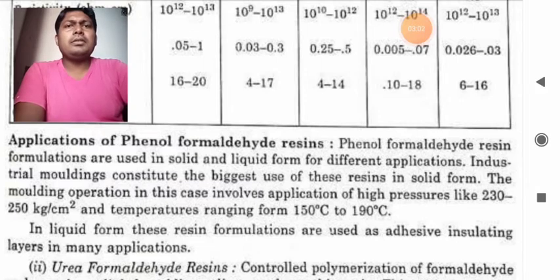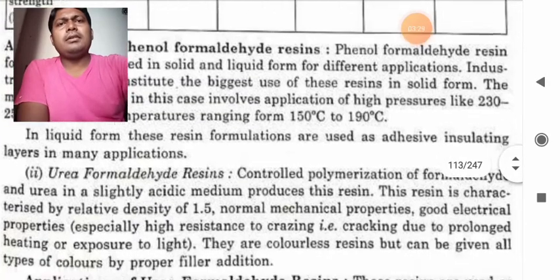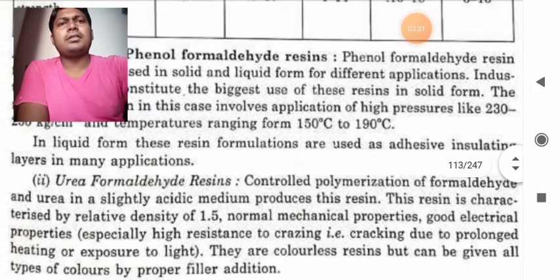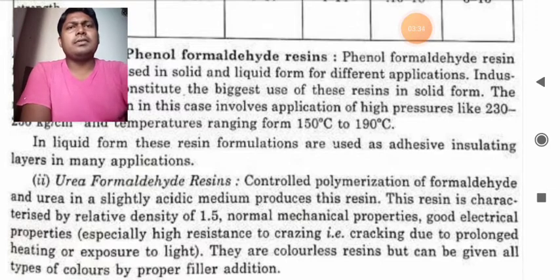The molding operation in this case involves application of high pressure, like 230 to 250 kg per centimeter square, and temperatures ranging from 150 degrees centigrade to 190 degrees centigrade. So the temperature range is from 150 to 190, and the pressure is from 230 to 250 kg per centimeter square. In liquid form, these resin formulations are used as adhesive insulation layers in many applications.